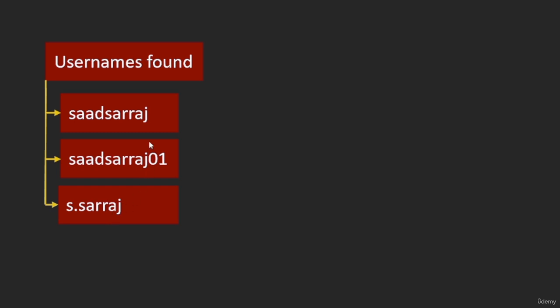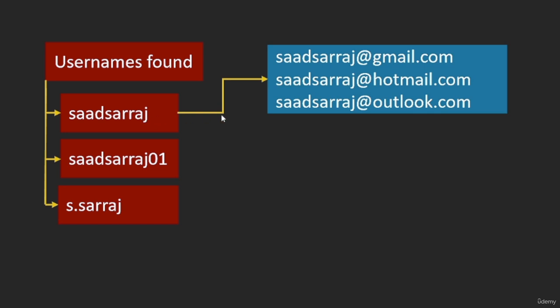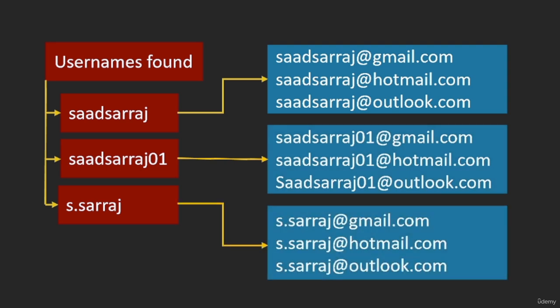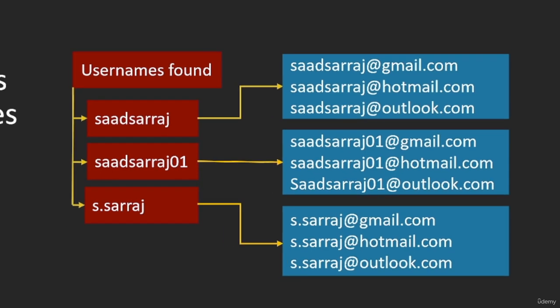So what I can do is form an email address with these usernames. For example, Saad Sarraj will become saadsarraj@gmail.com, at hotmail.com, and at outlook.com, and apply the same with other usernames that you have collected from the target profile. And after we form a list of possible email addresses, the next step is to verify this list and see what email addresses are valid and what email addresses are not valid. And the email addresses that are not valid have to be excluded from this list.